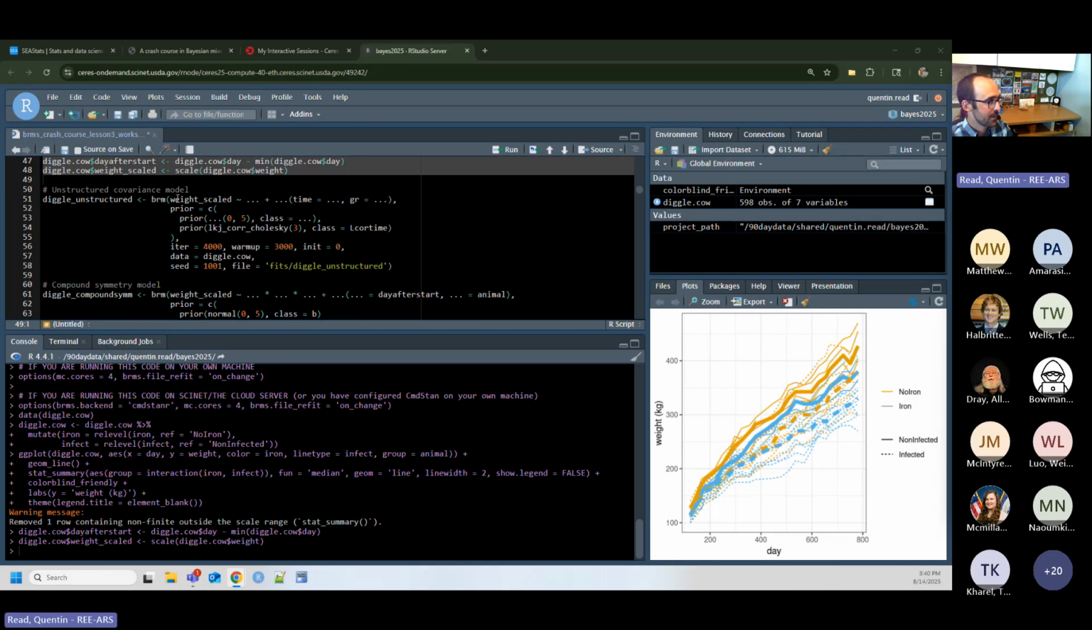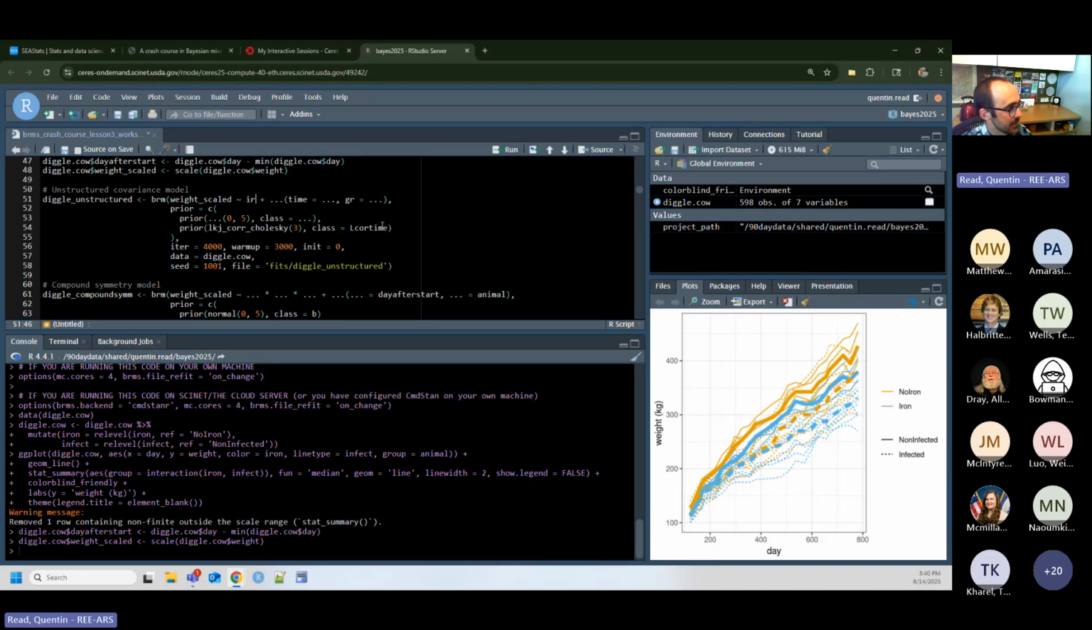So every model is going to be very similar in terms of the fixed effects. We're always going to have iron * infect * day after start. Those are the fixed effects. They're going to be the same for every model, right? We want our treatment effects and our time effect.